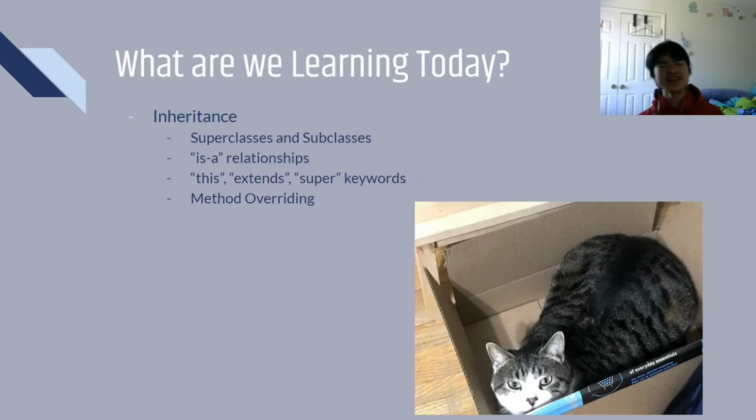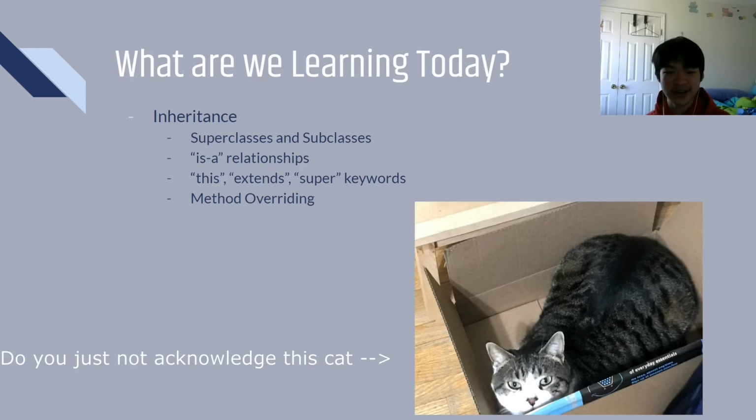So, what exactly are we learning today? Well, we're learning about inheritance, obviously, and that is the only real thing we're going to be learning about today. But there are multiple subcategories that we need to go over. So first of all, we have superclasses and subclasses, which are basically the foundation of inheritance. Now, we'll also be going over is-a relationships to help us describe the relationship between superclasses and subclasses. Next we'll be going over this, extends, and the super keywords. And then lastly, we'll be going over method overriding. Method overriding is probably the coolest in my opinion, but that's just my opinion.